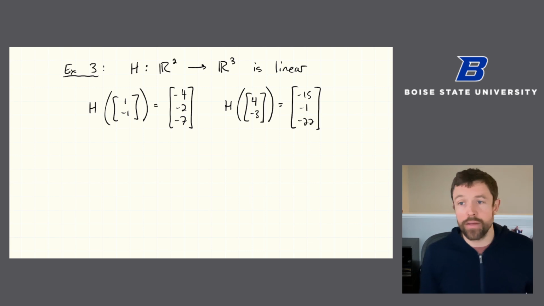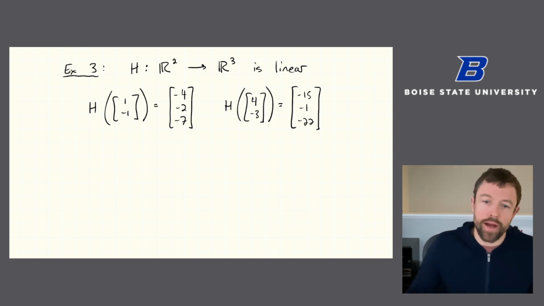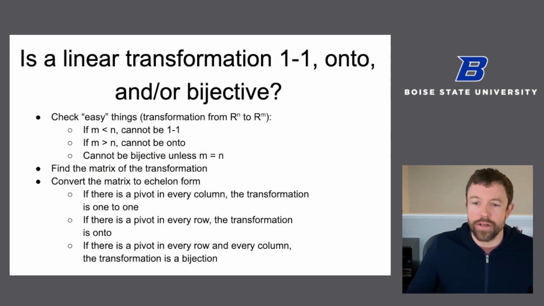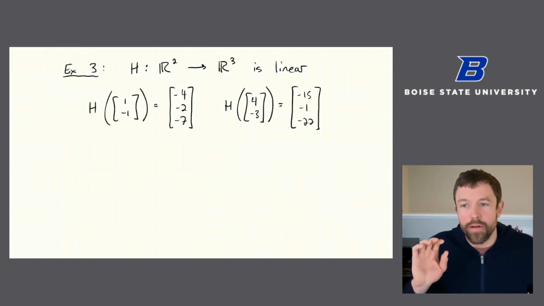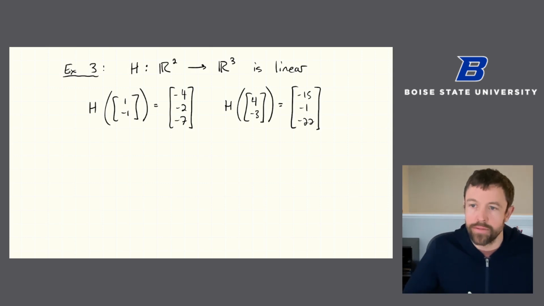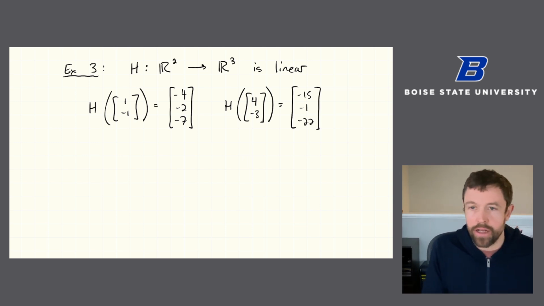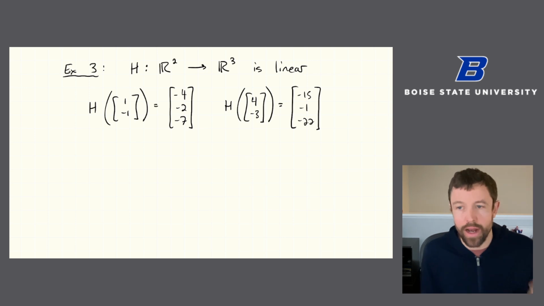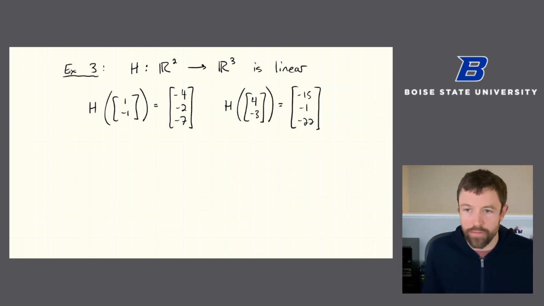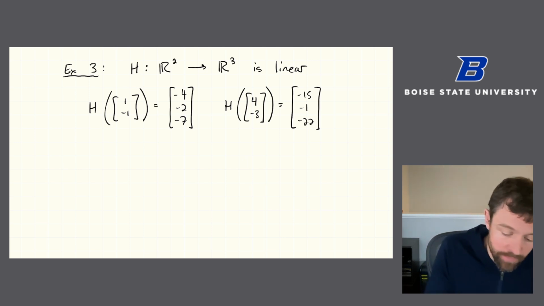Okay, so I'm not going to keep flipping back to the video overview screen, although I'll give you a chance. I'll flip there for a second. You can pause the video if you want and see if you can think about how this is going to apply here. But the first thing we check is the easy things. This linear transformation cannot be onto and it cannot be a bijection. We're going from a smaller dimension space to a larger dimension space. So we cannot have an onto function and we cannot have a bijection, but it might be one-to-one.